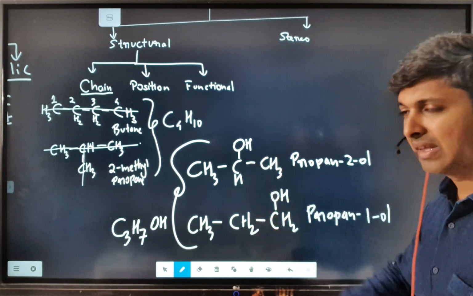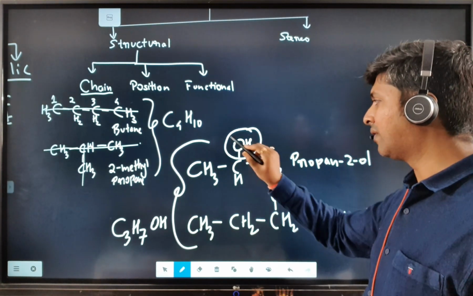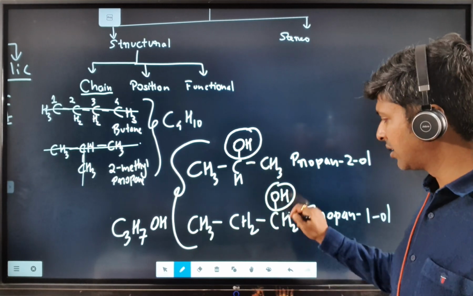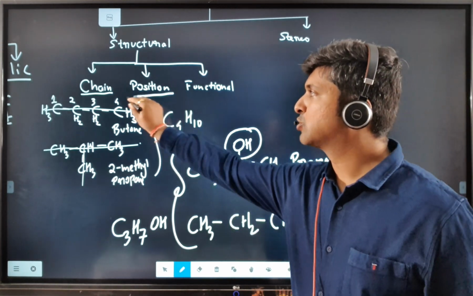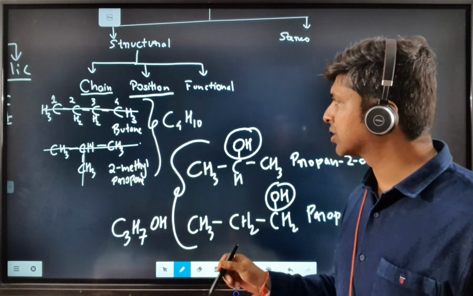So both of them have the same molecular formula, but what's the difference? The difference is in the position of what? The functional group. Here the OH is on the second carbon, here the OH is on the first carbon. That is different. The position is different. Hence it is called position isomers. I hope you're getting it. This is what position isomers are.